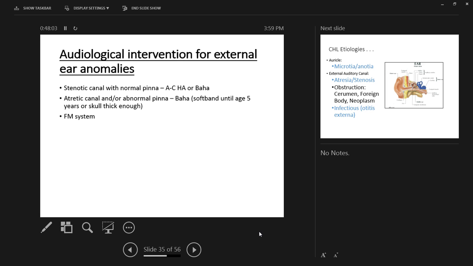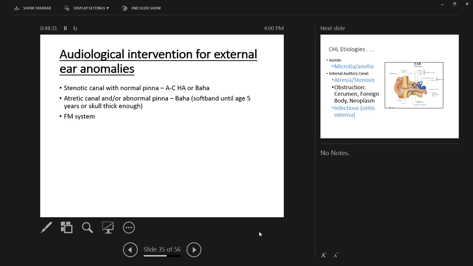So, audiologic interventions. You don't have to do surgery. If it's a stenotic ear canal but a normal pinna, you could do an air conduction hearing aid. You could do a Baha. If it's an atretic canal or an abnormal pinna, you have a microtia. That's where Baha can come in. You could do Baha on a soft band until the child is 5 years old, or earlier if the skull is thick enough.